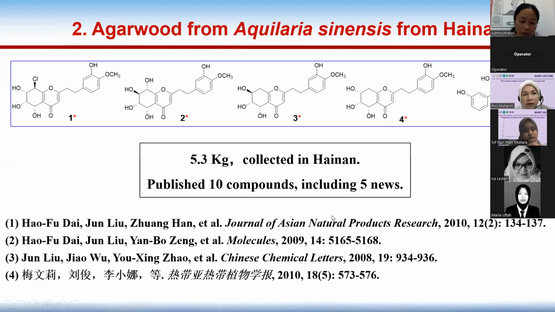And the second sample we worked on is also agarwood from Aquilaria sinensis, the same species. This sample is from Hainan, and this agarwood is a wild agarwood, not artificial like before. Until now, we have isolated 10 compounds from it, including new compounds: 5,6,7,8-tetrahydro-2-(2-phenylethyl)chromones, and one new bibenzyl compound.